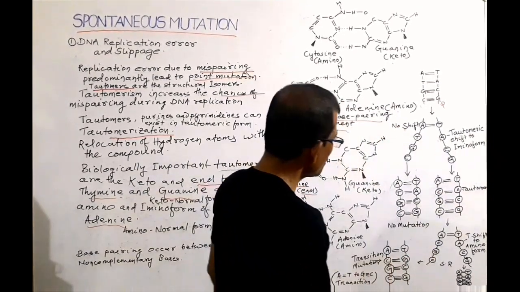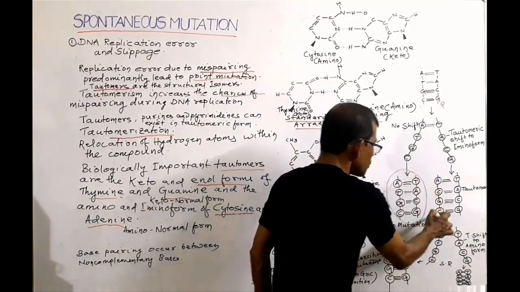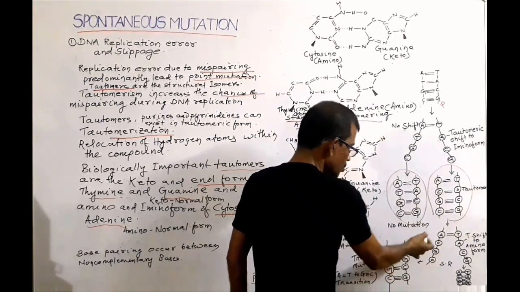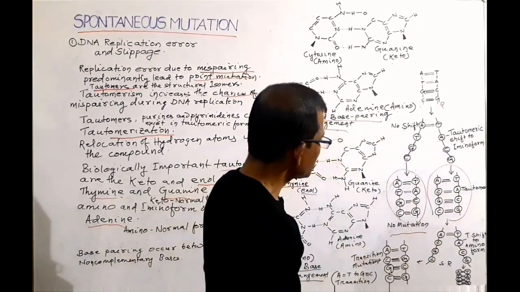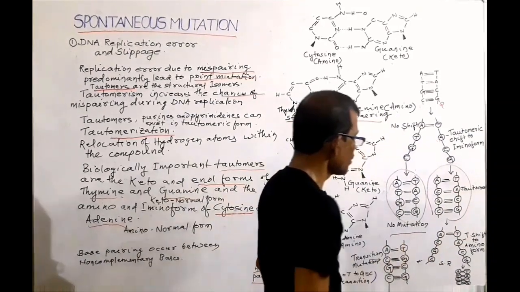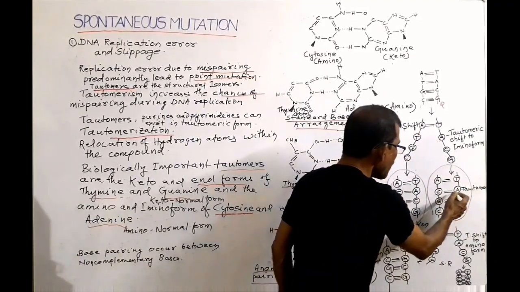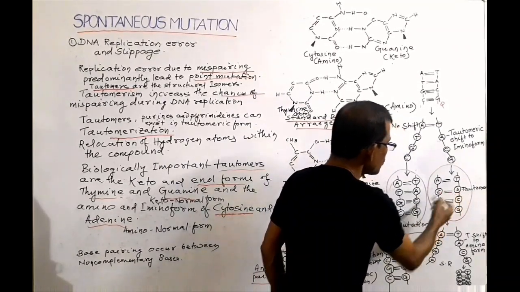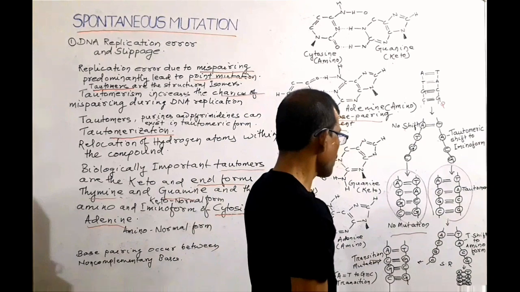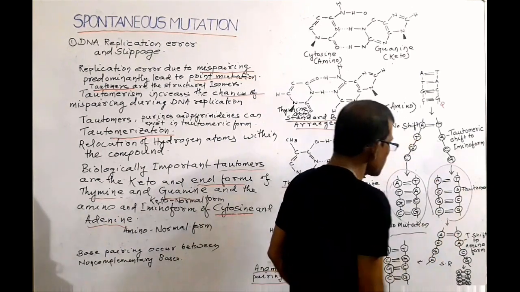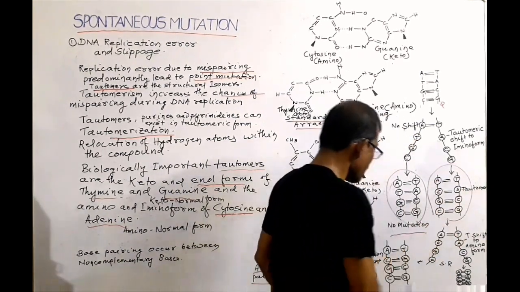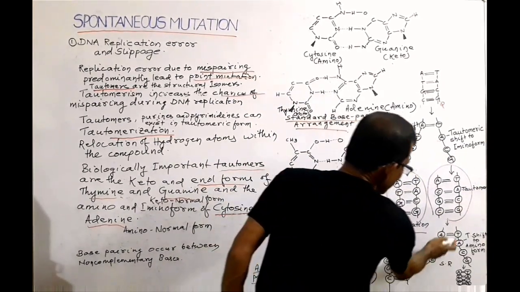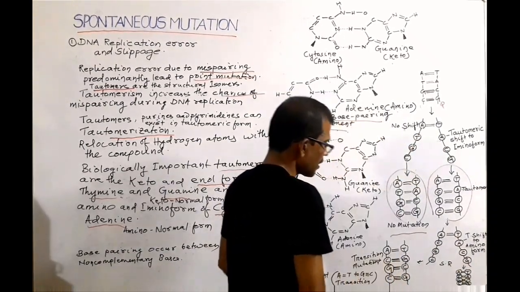After this, you see there are two DNA molecules. This DNA molecule is normal. There is no mutation. Whereas this DNA molecule exhibits abnormal base pairing because adenine has base paired with cytosine, which is abnormal. So, during the process of replication, these two strands get separated and this strand has been replicated and that strand has been replicated.